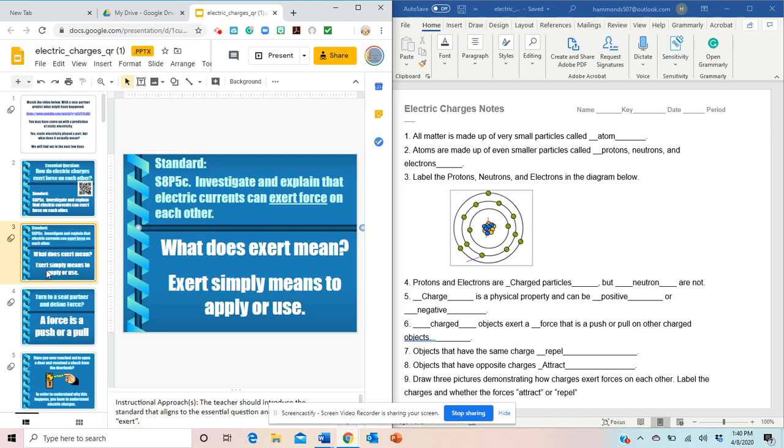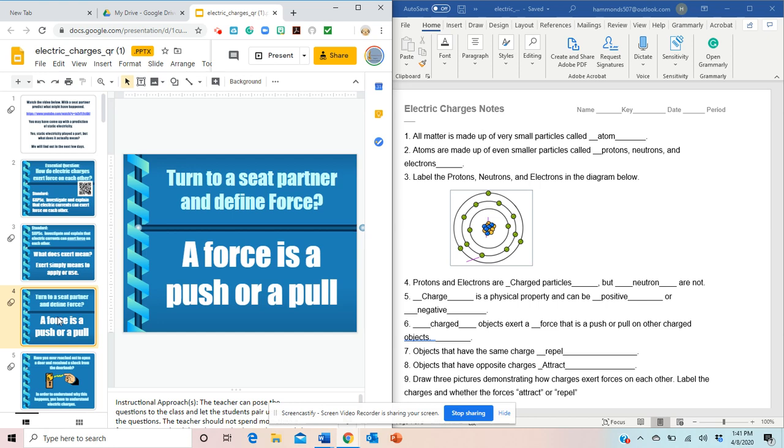All right, so our standard is to investigate and explain that electrical currents can exert a force on each other. And then what does that mean, to exert a force? Well, to exert simply means to apply or to use. So like if I was to walk up to one of you and put my hands on you, the force that I could exert to you is to push you or repel you from me. Or I could pull you closer toward me and give you a hug, which is what I prefer to do.